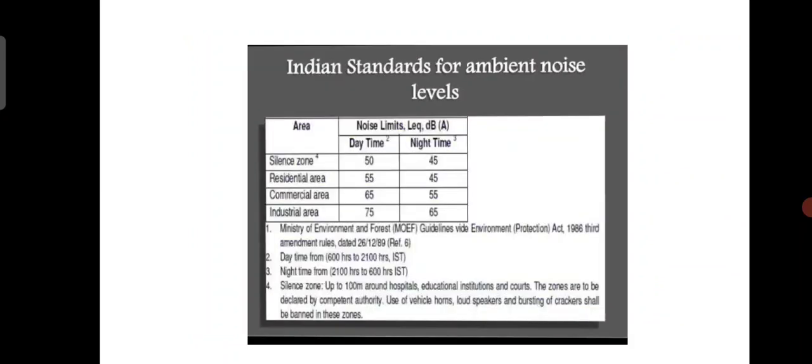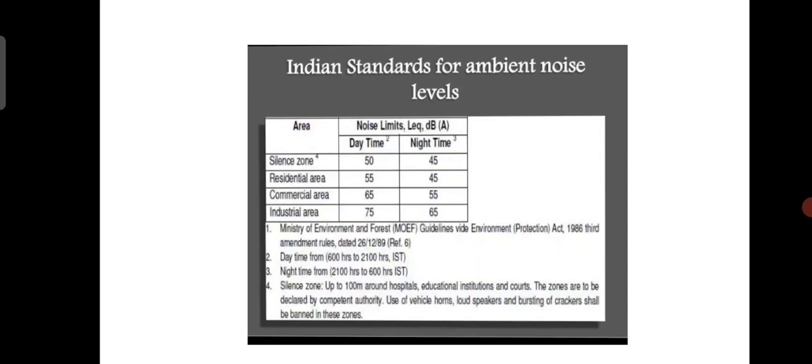The Indian standard for ambient noise levels is measured in the dBA scale. For a silent zone, the standard level is 50 decibel in daytime and 45 decibel in nighttime. For residential areas, it is 55 decibel in daytime and 45 decibel in nighttime. In commercial areas, it is 65 decibel in daytime and 55 in nighttime. In industrial areas, 75 in daytime and 65 in nighttime.